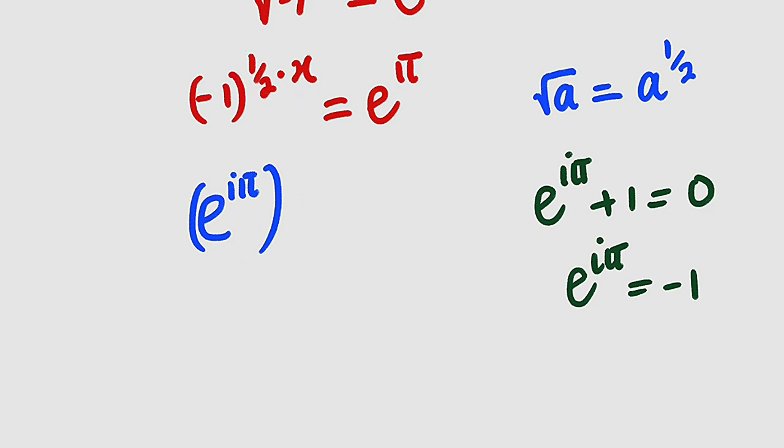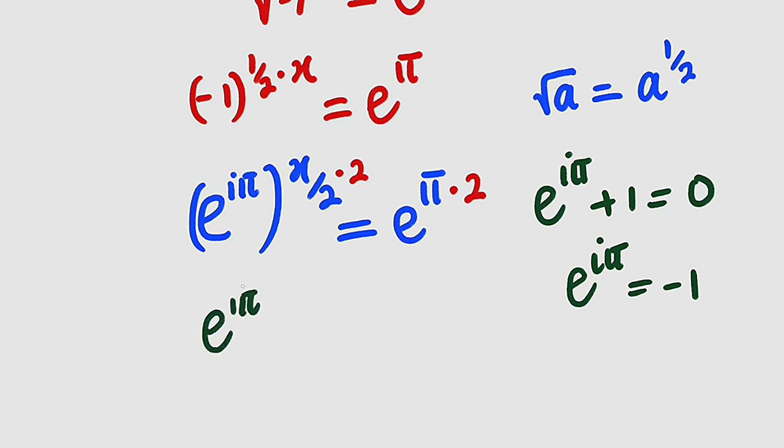So our equation becomes e to the i pi, for the negative 1, raised to the power of, if you multiply this, x over 2, x divided by 2, and the right hand side remains e to the pi. We can multiply both exponents by 2 just to clear this 2, so that the left hand side of our equation becomes e to the i pi raised to the power of only x, because this 2 will cancel this 2, right? And this is equal to e to the 2 pi.